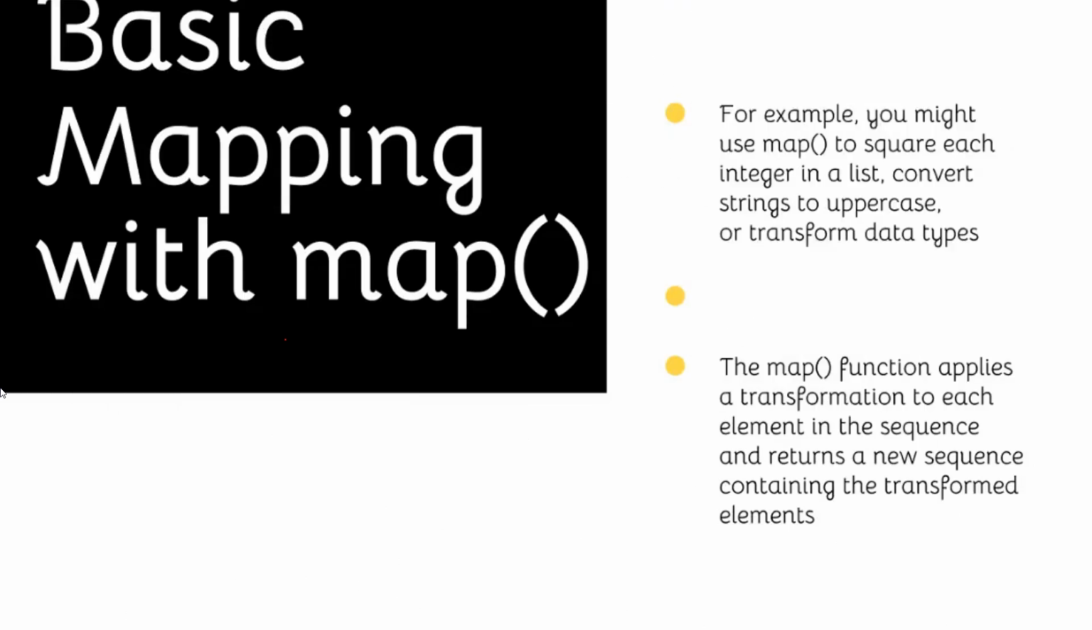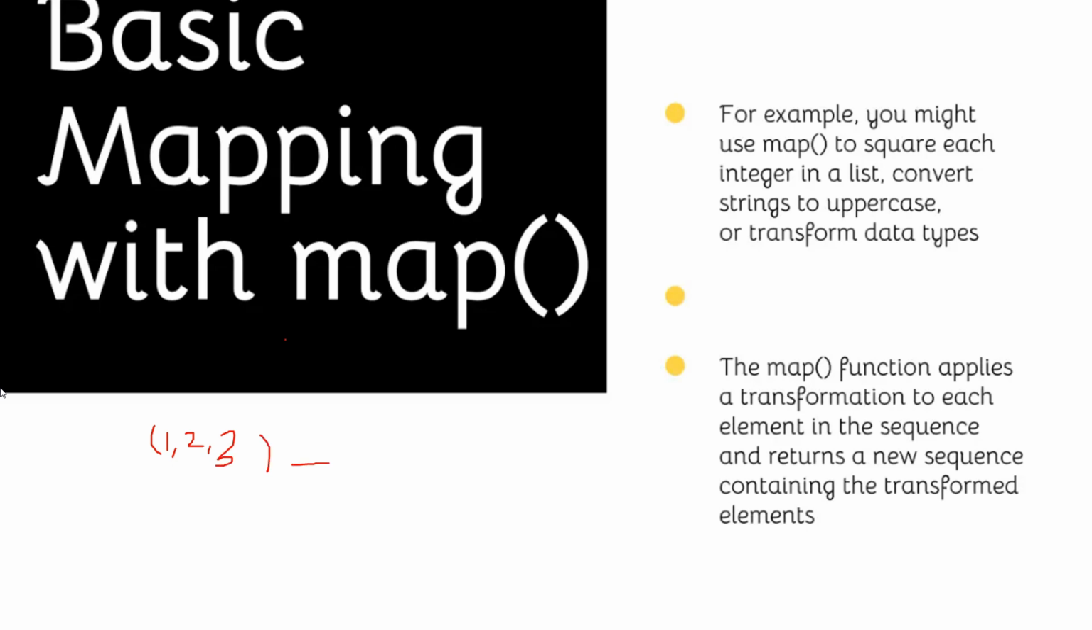Basic mapping with map. First, let us discuss how map works. When you use map on a stream, it applies a function you define to every element in that stream. This function takes an element as input and produces an output, which could be of the same type or a different type. The result is a new stream that holds all the transformed elements. For example, you might use map to square each integer in a list, convert strings to uppercase, or transform data types. For example, you have a list of integers 1, 2, and 3.